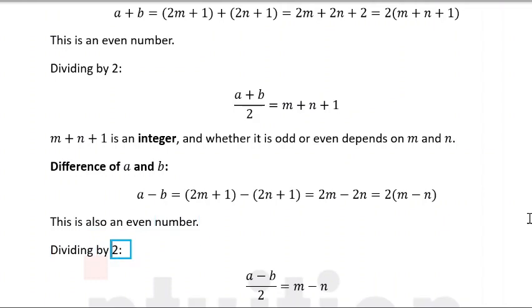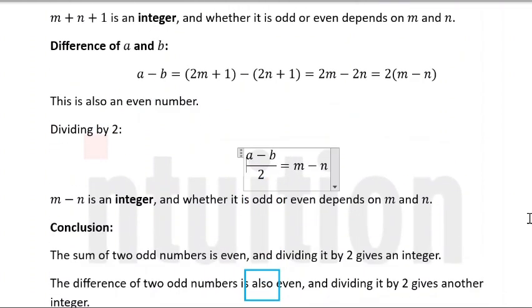Dividing by 2, numerator a minus b, over 2 equals m minus n. m minus n is an integer, and whether it is odd or even depends on m and n.